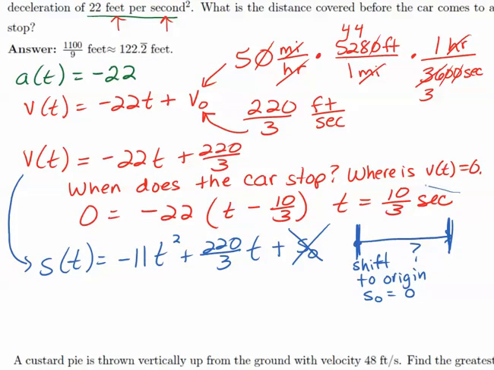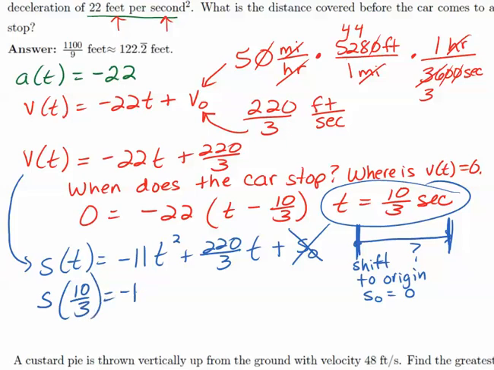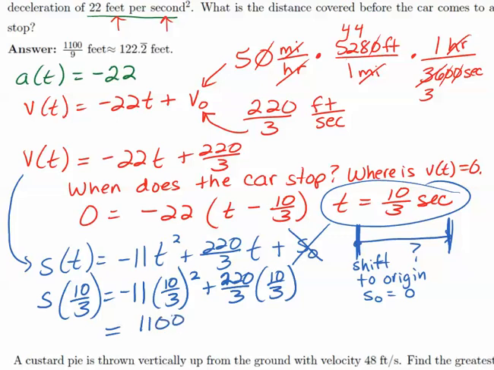So now what do we need to do? We know that we're going to travel 10/3 seconds. So all we need to do, and you can grab your calculators and approximate this, is put that value into our function and do some calculating. And in exact form, I have 1,100 over 9 feet. You could round that off into decimal form if you prefer.